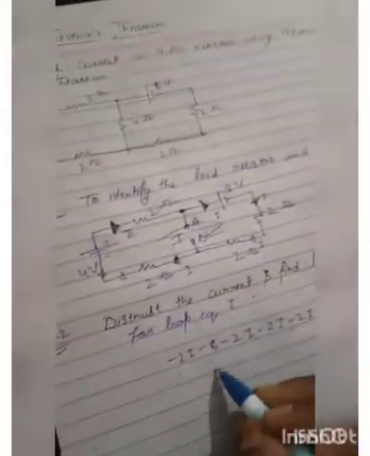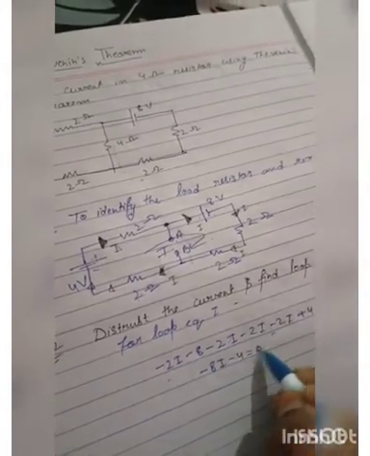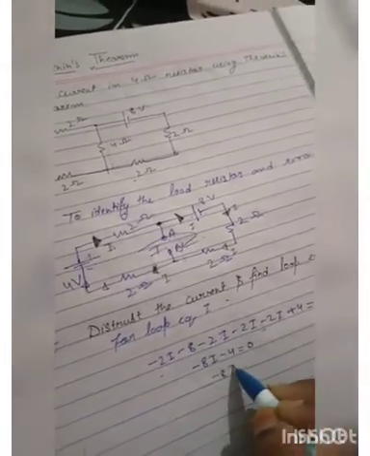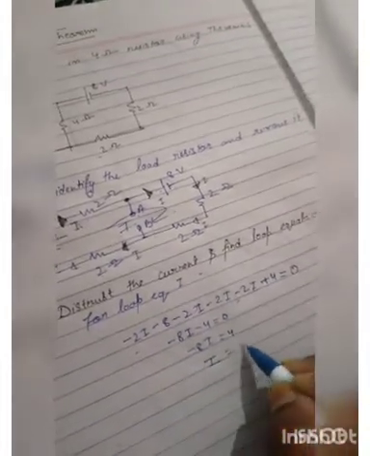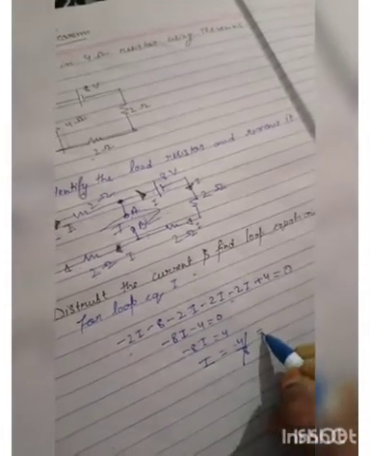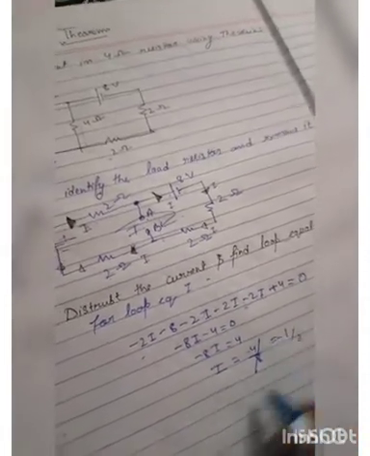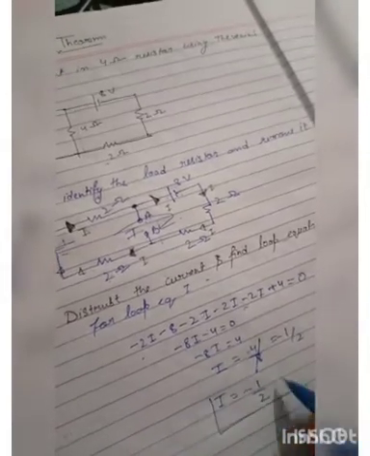We equate it to 0. After solving that we get minus 8I minus 4 is equal to 0. That is minus 8I is equal to 4. It means that I is equal to minus 4 by 8, that is I is equal to minus 1 by 2. It means I is equal to minus 1 by 2 ampere.